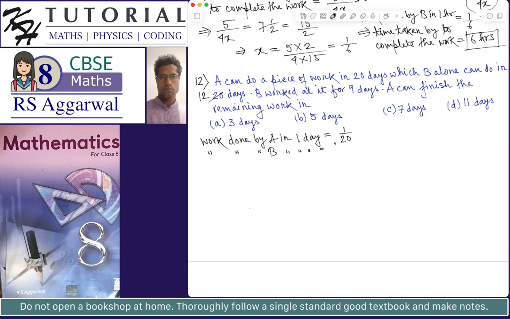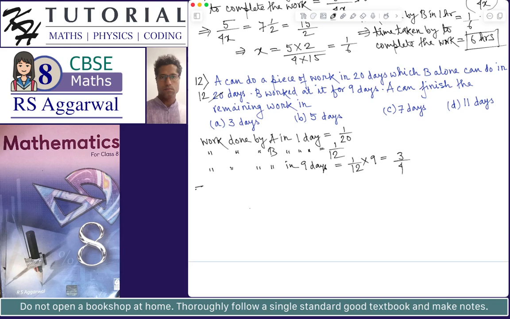So we have 1 by 12. Now we need to find the amount of work. B worked for 9 days. So work done by B in 9 days, using the unitary method, will be 1 by 12 multiplied by 9. After simplification, 9 by 12 is 3 by 4. So work done by B in 9 days is 3 by 4.